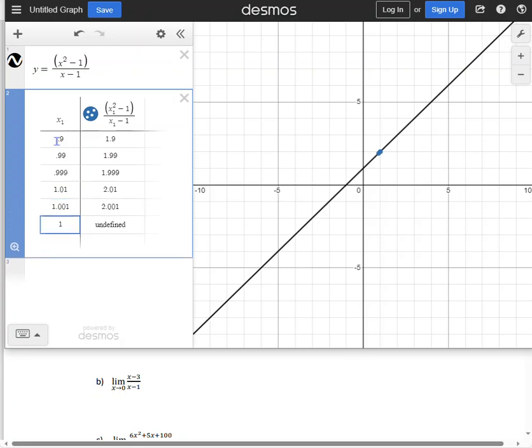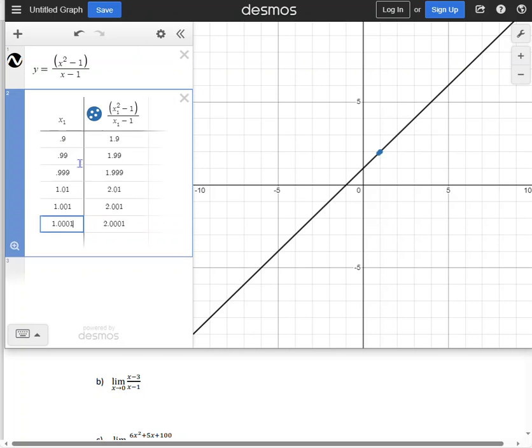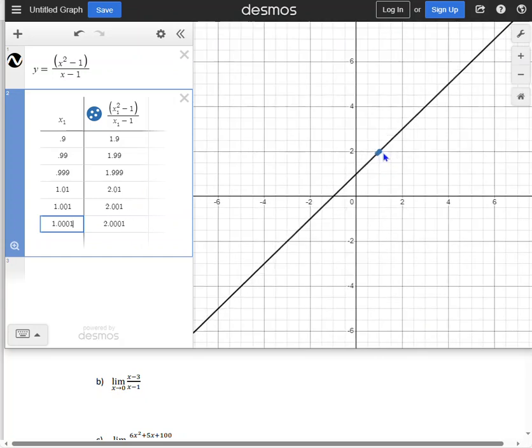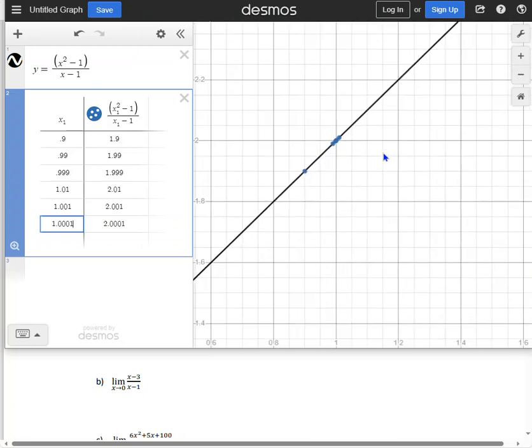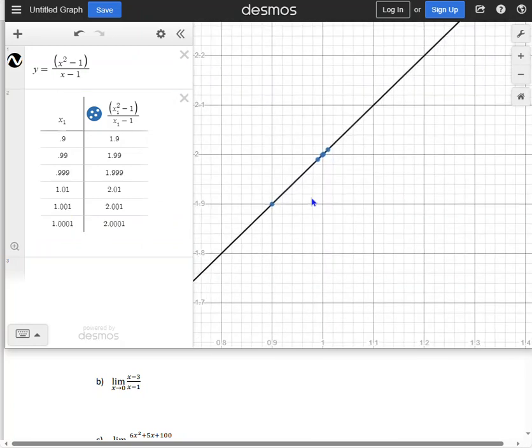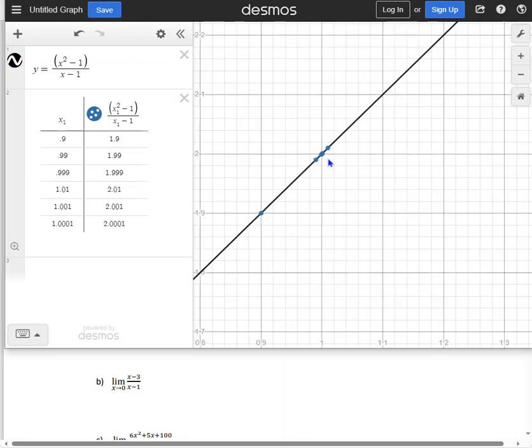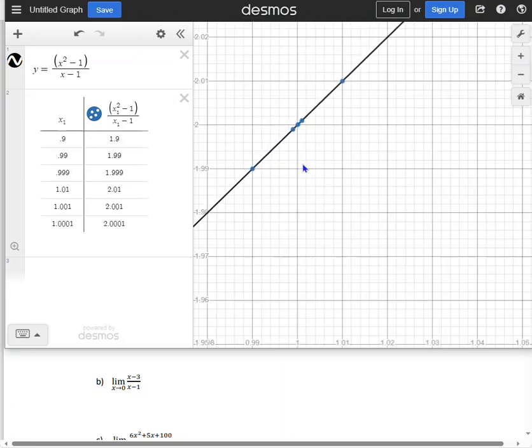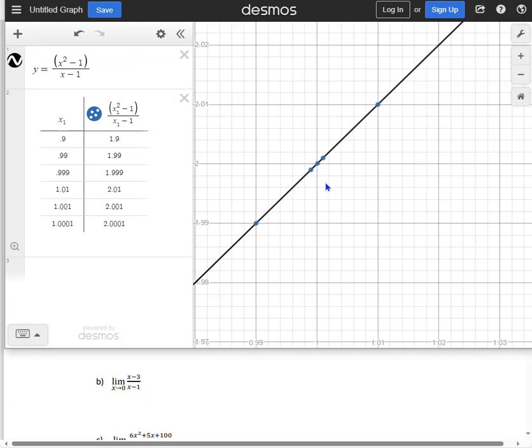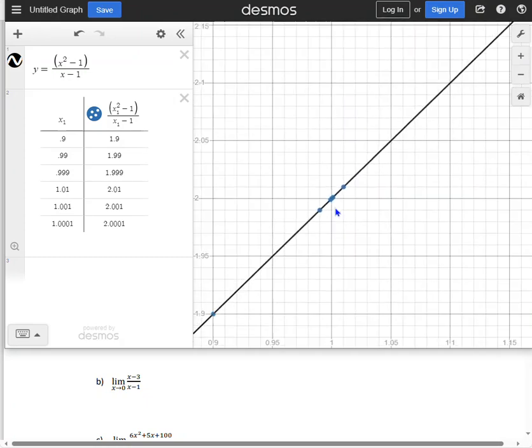see, it says at 1 we're undefined, but if we get really, really close, it looks like from the left, the numbers are going to 1. From the right, the values are going to 1. I actually have them plotted here. Yeah, 0.9 is way far away. 1.01. So I'm getting closer and closer. I'm looking at all the values that are super close to 1 but are not 1 themselves.